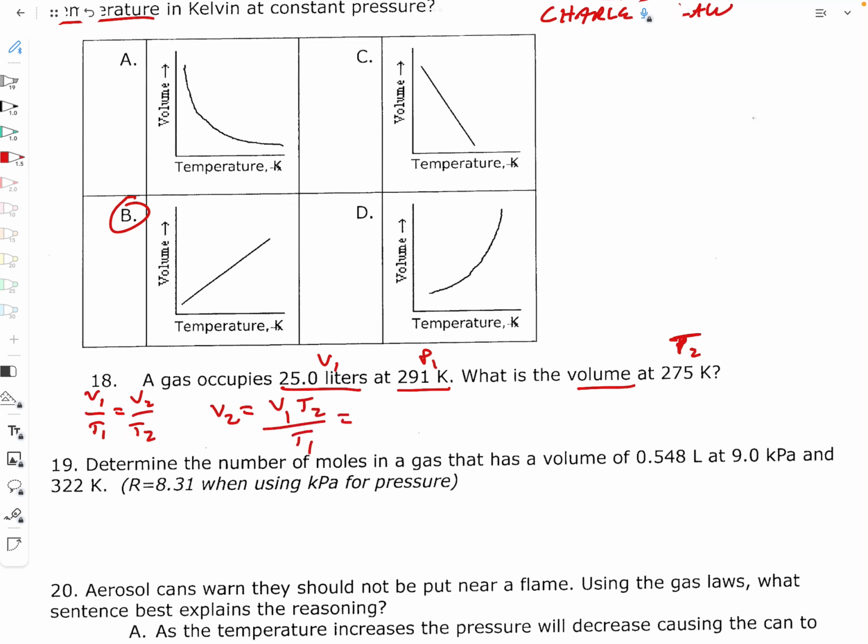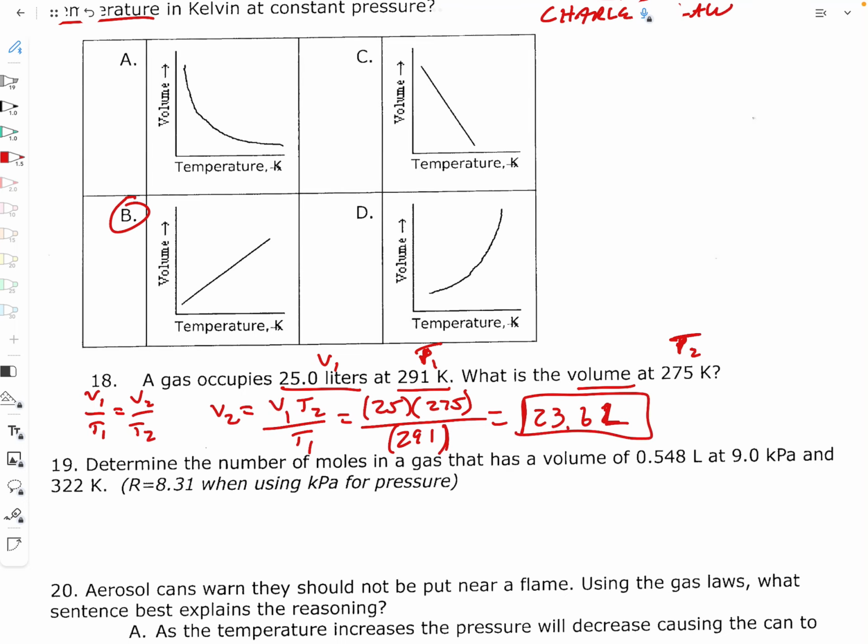Here we go. So V1 is 25. T2 is 275. And your T1 is going to be, see, I did it again. That's T1. Jeez. 291. Okay. When you multiply all this out, you get 23.6 liters.